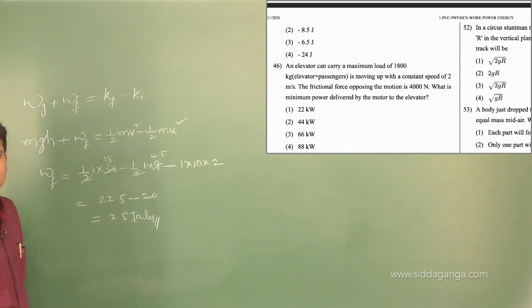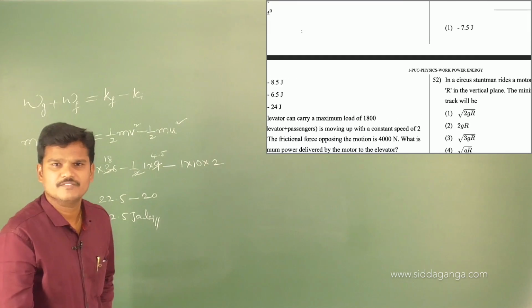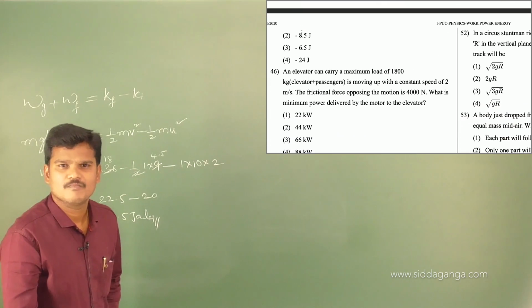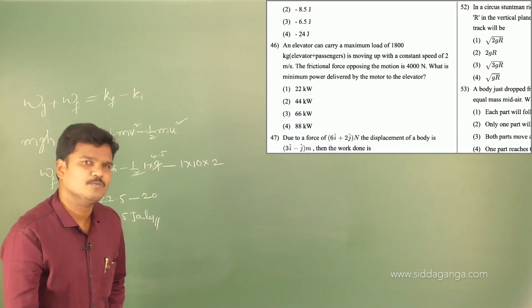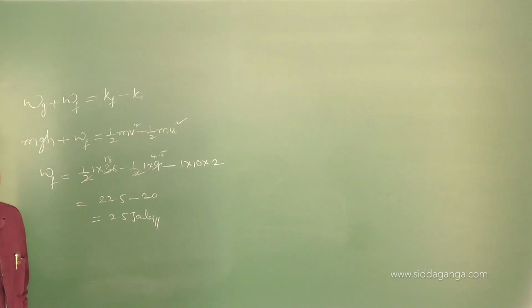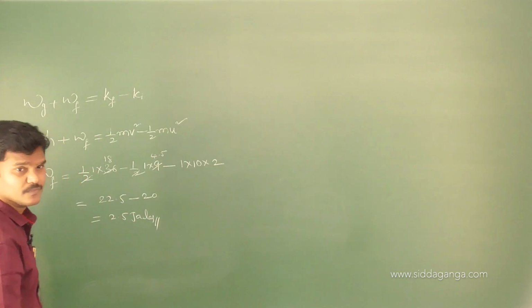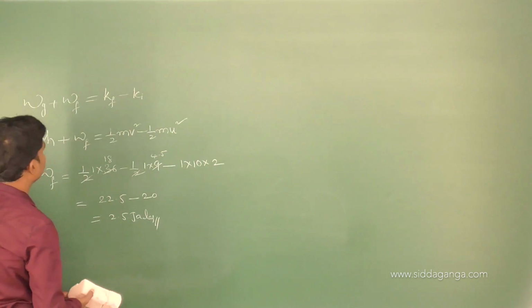So the 2.5 option itself is not there. Show me the first option, 7.5. Okay, no problem. Verify the calculations. Yeah, you can go for the next question. Yeah, verify this one. See, the previous one is okay.